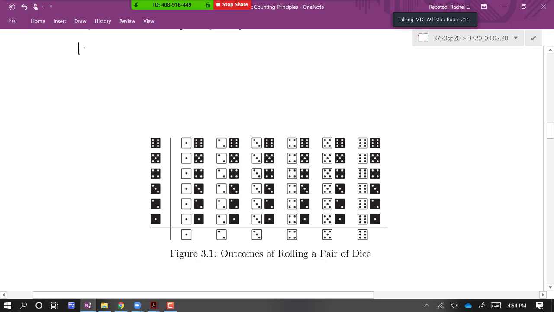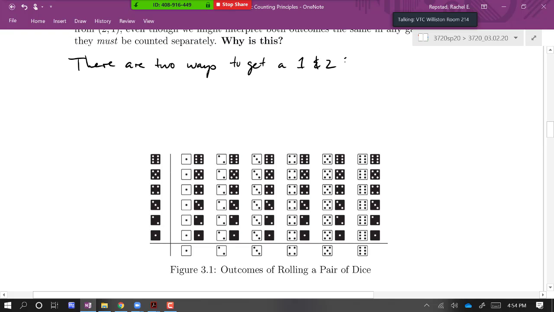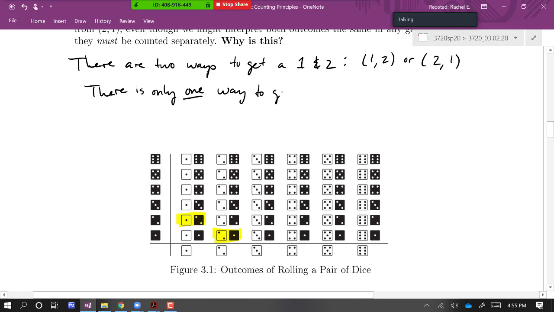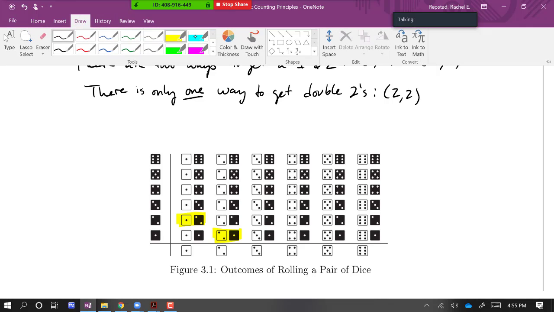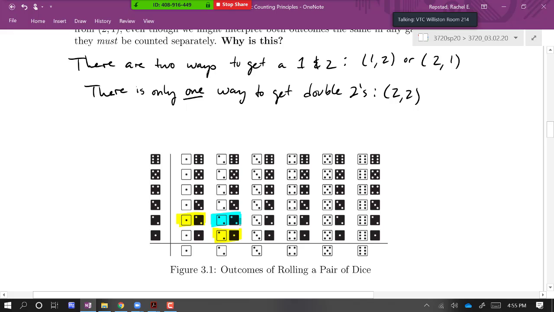We'll note that there are 2 ways to get, say, a 1 and a 2. I can either get 1, 2, or I can get 2, 1. And in the diagram, they're here and here. 2 ways to get a 1 and a 2. There is only one way to get double 2s. They both have to come up 2. You can't replicate double 2s.